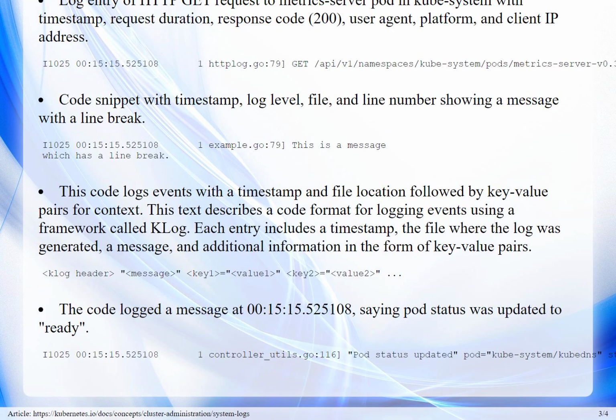This line of code indicates that the controller_utils.go file logged a message at the timestamp 00:15:15.525108, stating that the status of the pod named kube-system/kubedns has been updated to ready.